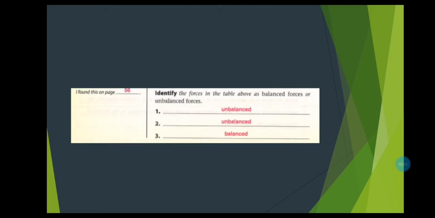The second exercise, identify the forces in the table above as balanced forces or unbalanced forces. If you remember, when I say balanced forces, it means the net force is equal to 0, which is only case number 3. The answer is on page 56, so 1 and 2 are unbalanced because the net force is not equal to 0, and 3 is balanced.